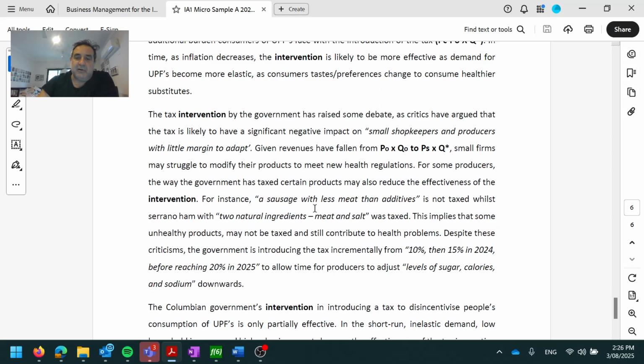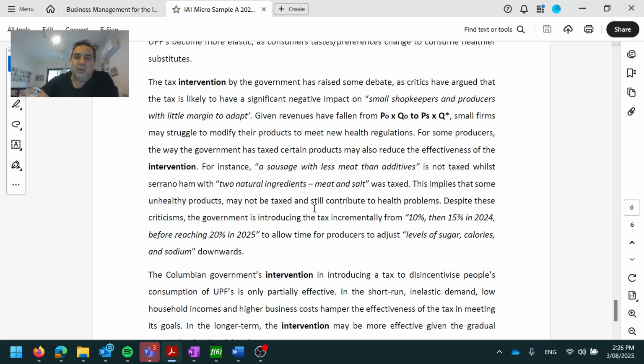The next page focuses a little bit more on producers, in particular small shopkeepers, who are probably going to feel this tax a lot more heavily than bigger producers. So that's nice. Again, contextualisation, it's not a theoretical piece. There's a nice balance between theory and context. So the evaluation points come from the article. You can see there that the smaller firms will struggle with this type of intervention.